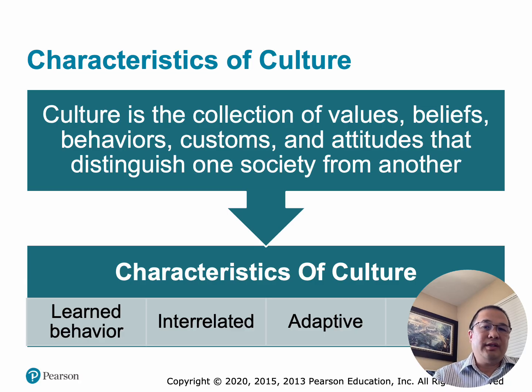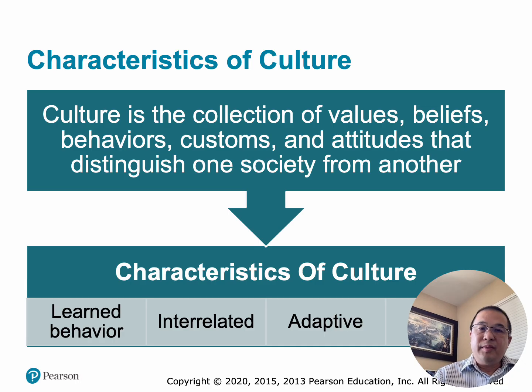The four characteristics of culture are, number one, learned behavior. Culture is not inherited biologically. People learn it from family, schools, religion, friends, media, and society. As an example, children learn language, manners, traditions, and social expectations from the people around them. A business person moving to another country must learn local customs to communicate effectively.